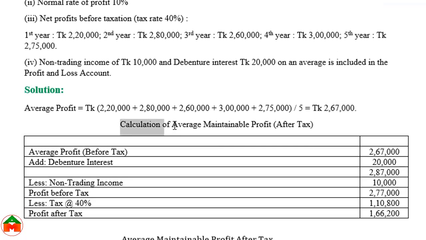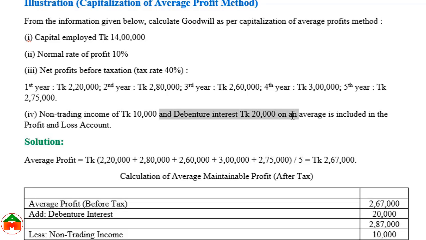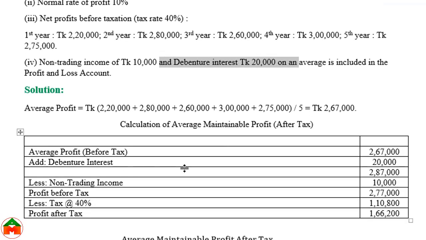From this average profit, we need to calculate the average maintainable profit, and we can get the average maintainable profit by adjusting some items. So the first item is average profit before tax, 2,67,000. From this amount we need to add the debenture interest, because this debenture interest should be adjusted to get the actual profit. So if we add the 20,000 with the average profit, we will get the 2,87,000.